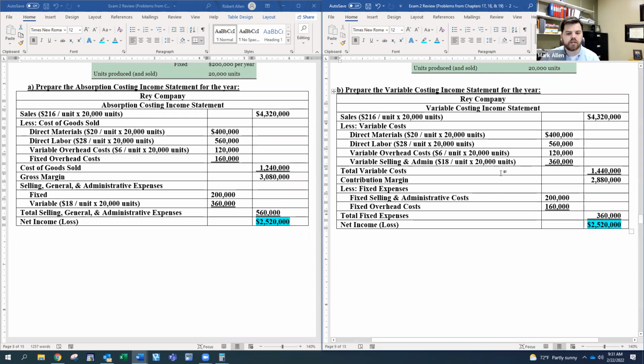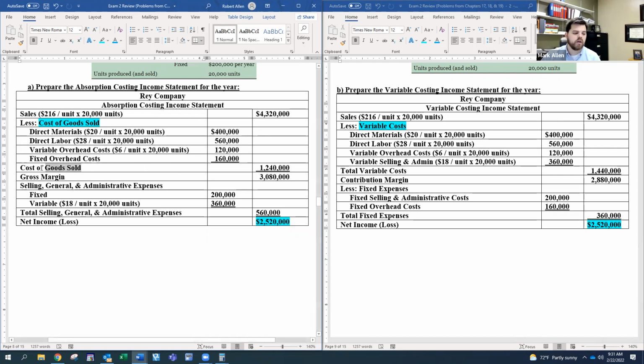So notice a few key terminology differences. I want to point these out. When you're on the absorption costing income statement, the first thing you're subtracting is cost of goods sold. When you're on the variable costing income statement, you subtract out variable costs. That makes sense. Link up the word variable here with variable here. Now, what that means is that everything variable goes here. But notice here, this is just the product costs.